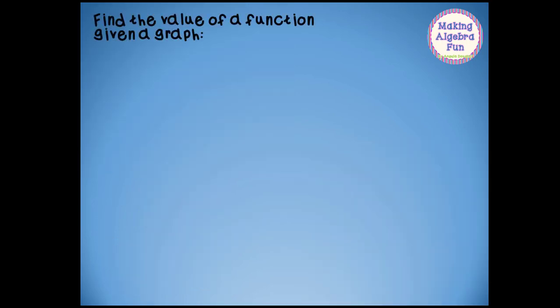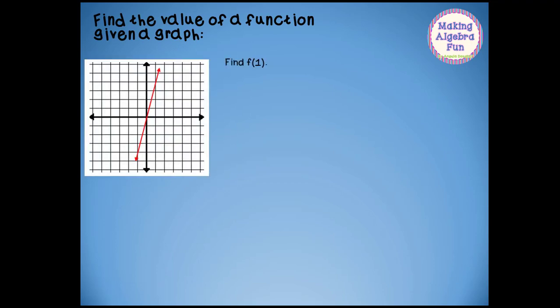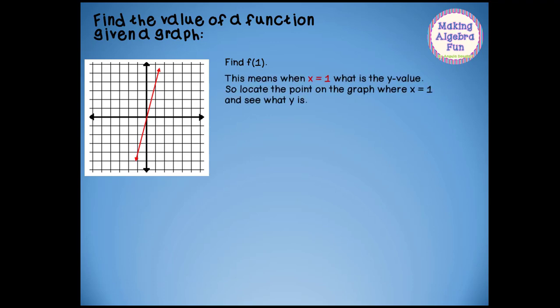Now I want to show you what happens when we're given the function as a graph. So here's a graph. It says find f of 1. So what this means is when x equals 1, what is the y value? It means the same thing it meant before, but we're going to find the answer a different way.